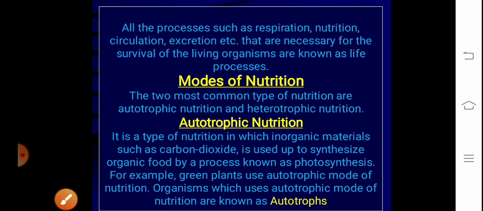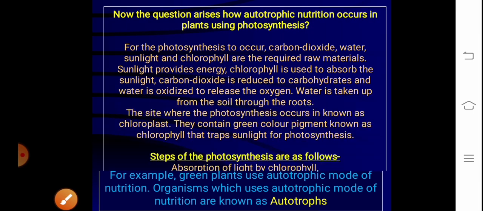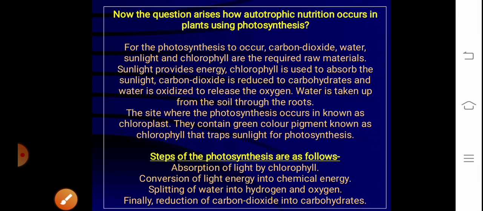Now let us understand how these green plants prepare their own food. You all know that the green plants prepare their own food. Then by following which process do they prepare their food? Green plants prepare their own food by following the process of photosynthesis. Then what are the requirements for photosynthesis? Or it may be a question like this: how does autotrophic nutrition occur in plants by using the photosynthesis process?